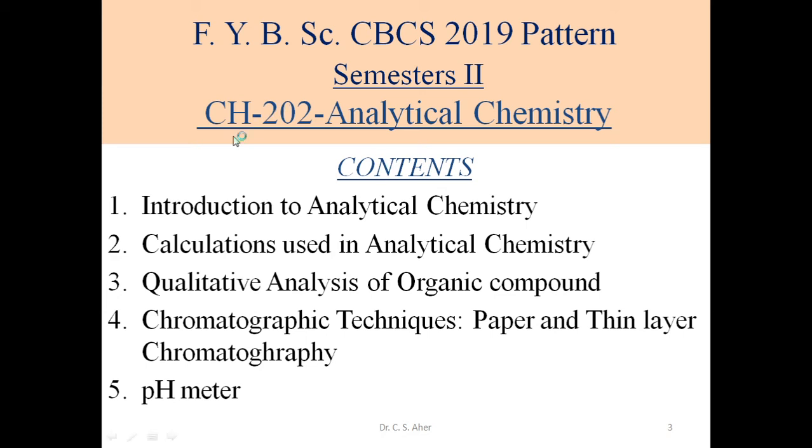In this second paper, analytical chemistry, we consider the content of the paper. There are 5 chapters in total that we have to study. Chapter first is introduction to analytical chemistry. Second, calculations used in analytical chemistry. Third, qualitative analysis of organic compounds. Fourth, chromatography techniques, in which we consider paper and thin layer chromatography in detail. And the fifth is pH meter.